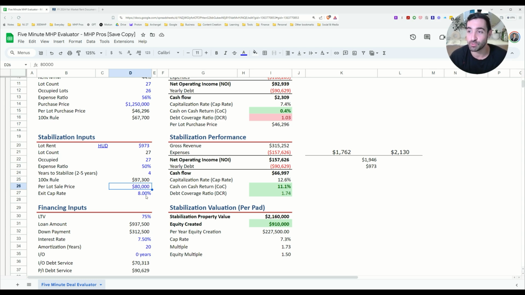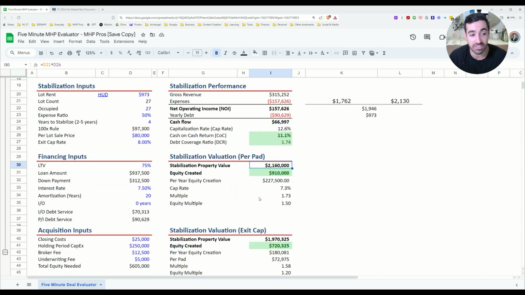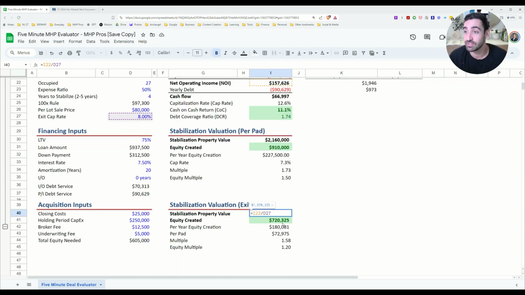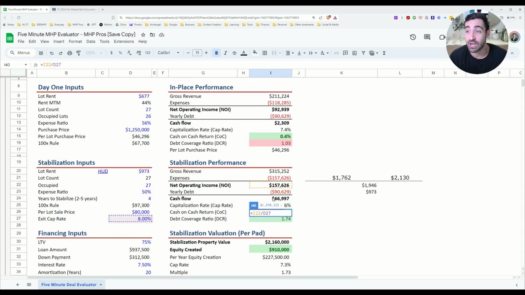So your exit cap rate's a little bit more of a complex valuation concept that is sort of outside of the scope of this specific video, but effectively what it means is the inverse of a multiple of NOI. And so what that means is we're going to find out what our NOI is upon stabilization, and then we're going to divide that NOI by 8%, and that will help us arrive at our stabilized property value. So this is what we think that a buyer would be willing to pay for our property.